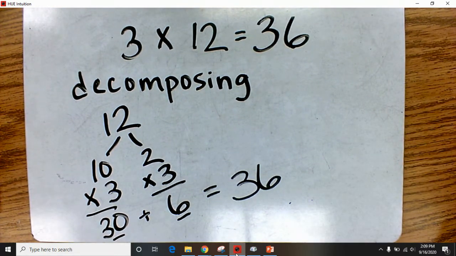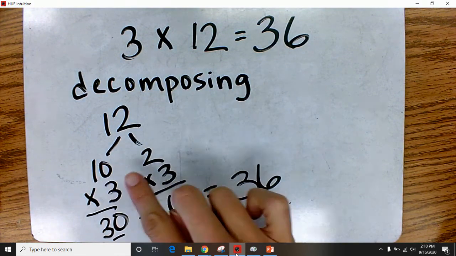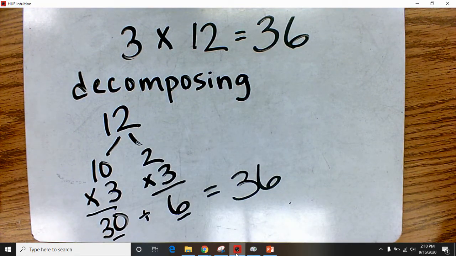Today in our lesson, you're going to practice using these 4 strategies. Remember, we talked about using equal groups, using arrays, using repeated addition, and also using decomposing, where you break one of the numbers apart into pieces that you do know how to multiply.